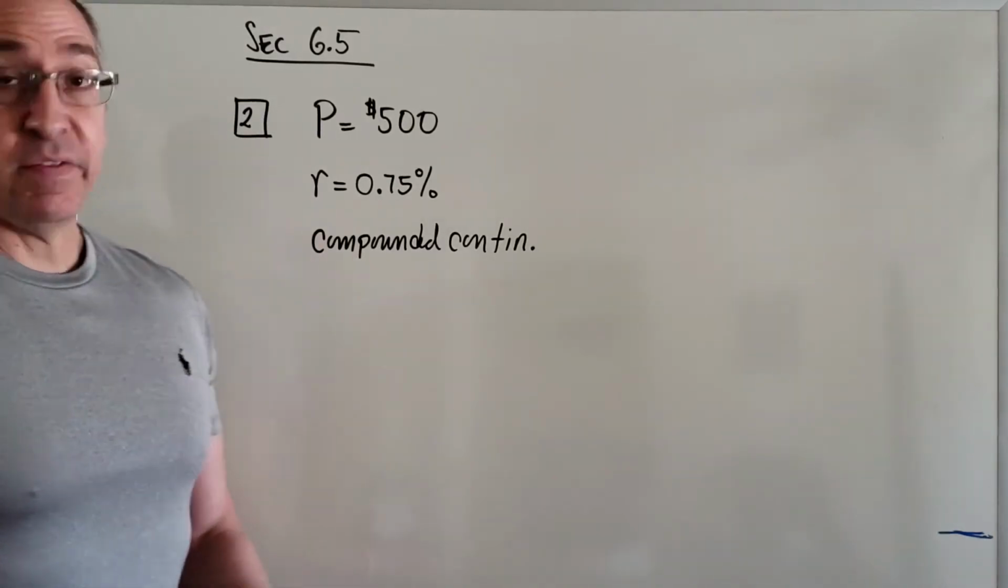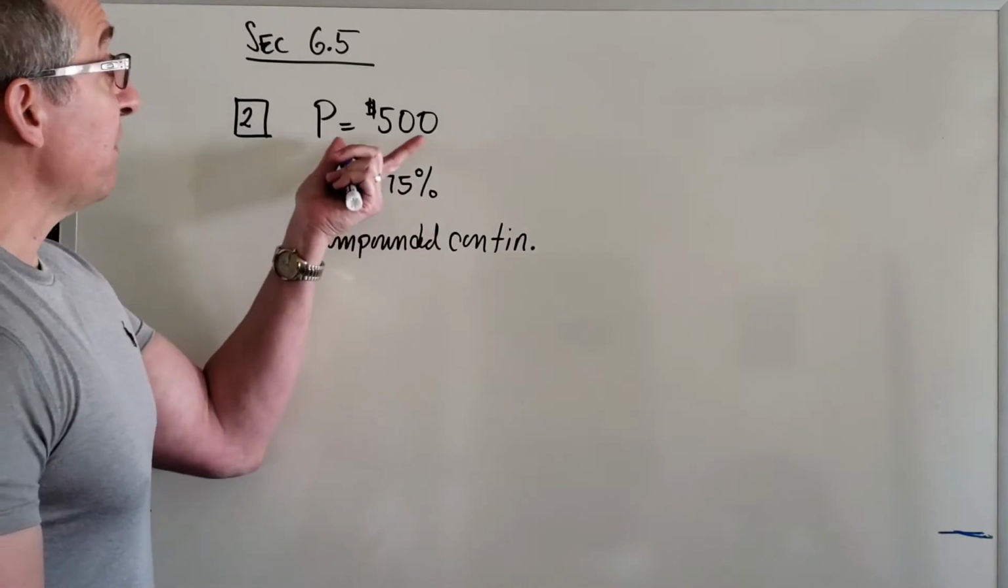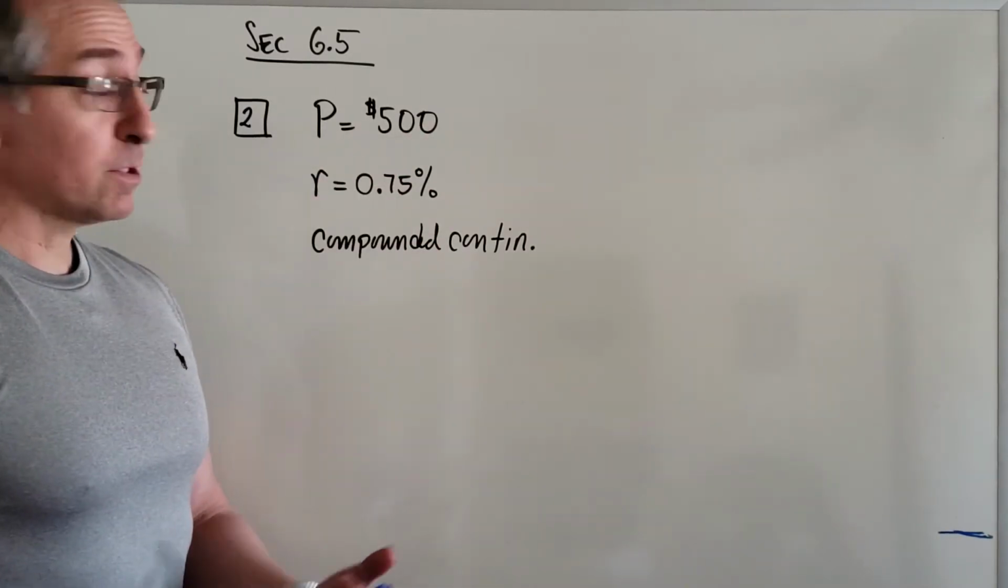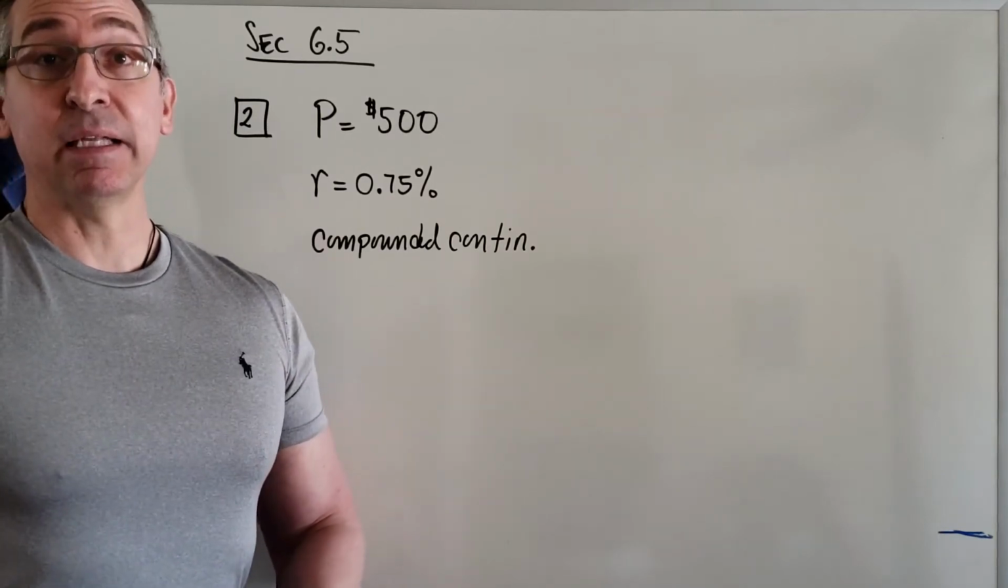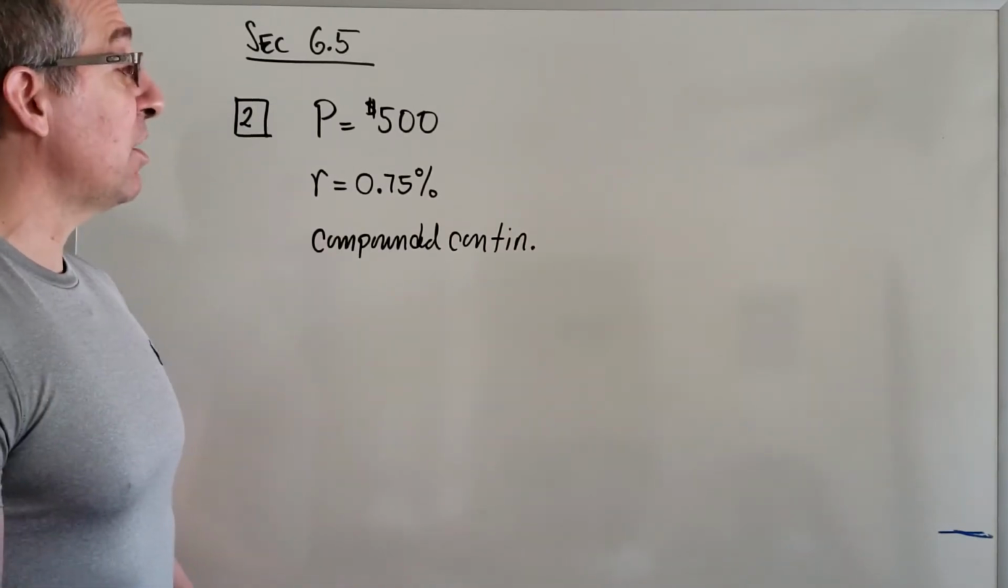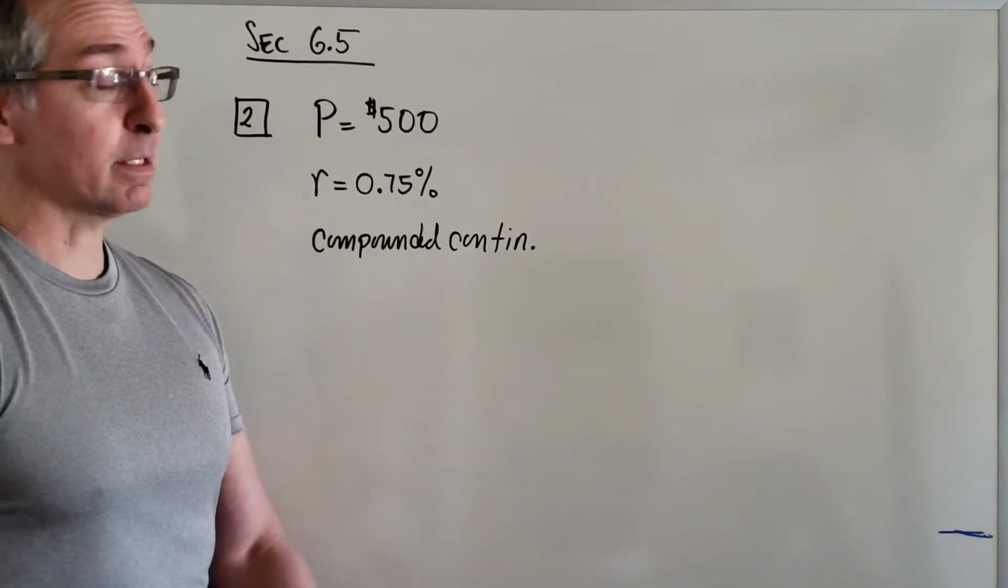In number 2 of the exercises, what they told us is we're given a principal amount of $500, an interest rate of 0.75%, and the interest is compounded continuously. What they want to know is, actually, there's a few things they want to know. So hopefully you've got your book open and you're taking a look at this.